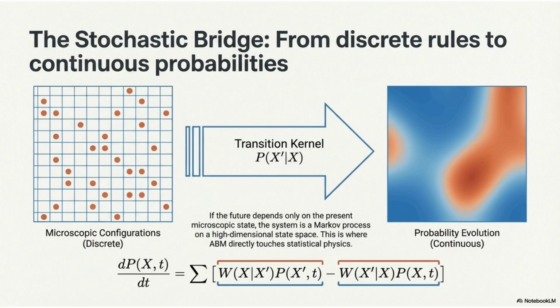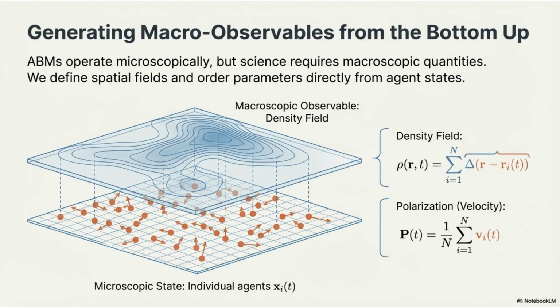The stochastic bridge connects discrete microscopic rules to continuous probabilities. A transition kernel governs the movement from one microscopic configuration to the next, evolving the probability distribution over time. ABMs operate microscopically, but we generate macroscopic observables from the bottom up. Spatial fields and order parameters, like density and polarization, are defined directly from the states of individual agents.